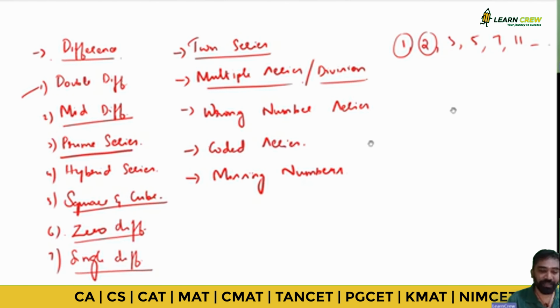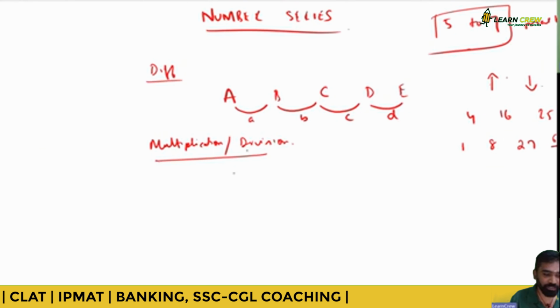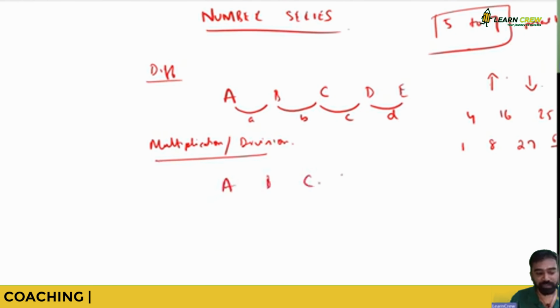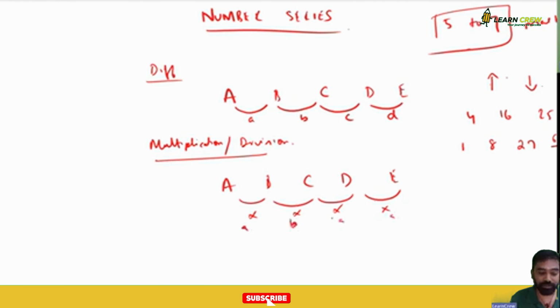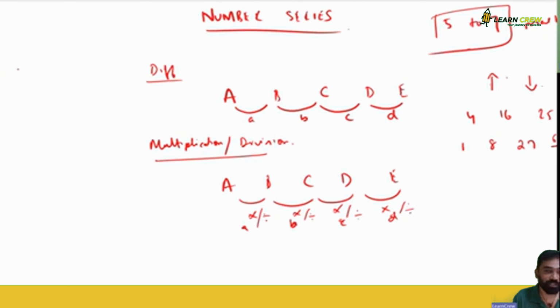So these are some basic ideas about your differences. In multiplication, obviously it remains the same. So A, B, C, D, E. Here you can either multiply into A, or it can be divided. Now there is one special case where a number starts with something like 4 and drastically drops to 2, and then again jumps to 8, and then again drops to 0.5 or something like this.